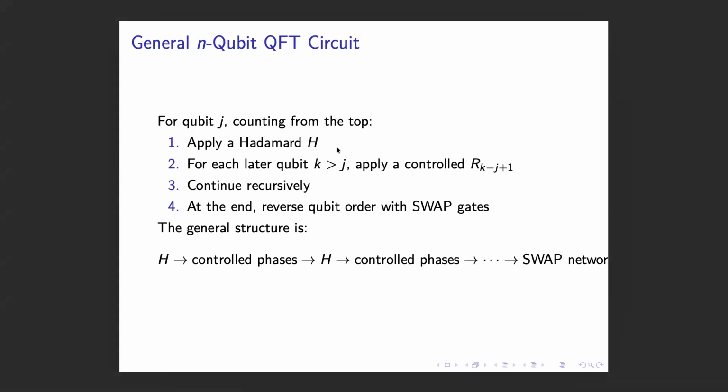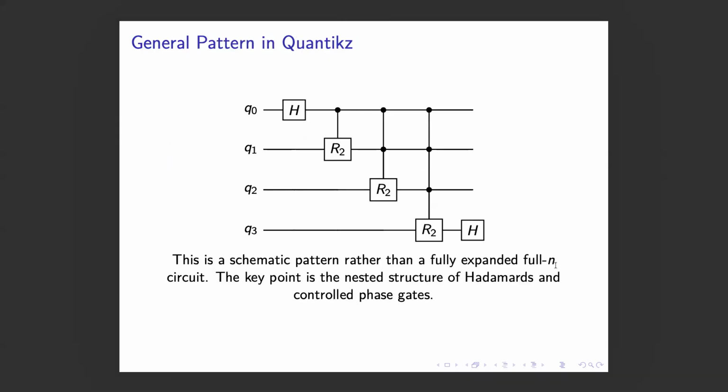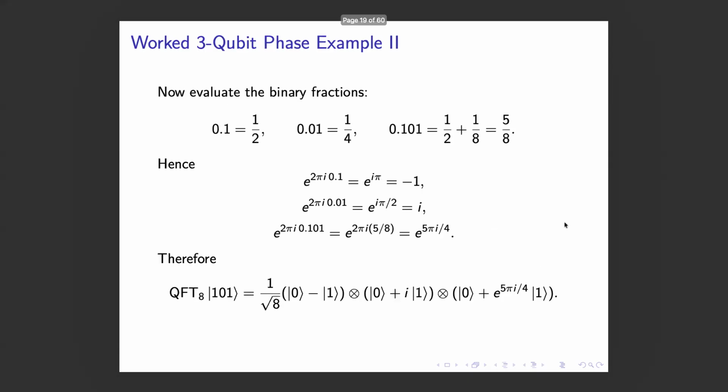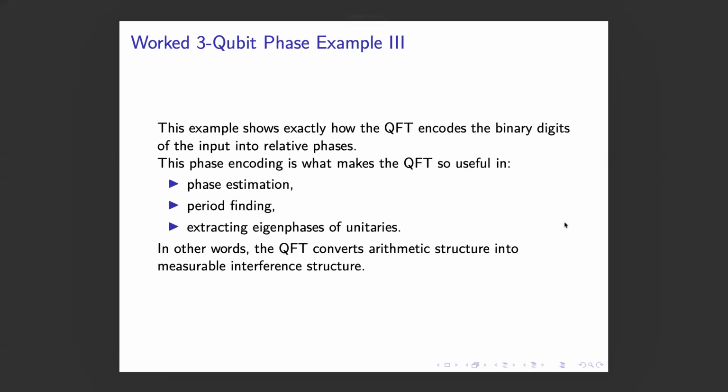So you would apply a Hadamard, and for each later qubit, you apply a controlled rotation gate, and this continues recursively, and at the end, you just reverse with the swap gates. So you have Hadamard, control phases, Hadamard, control phases, and then till the end, the swap method. A typical schematic pattern would look something like this, and then this would just continue till you have the final swap gate. There are several examples here which we went through.